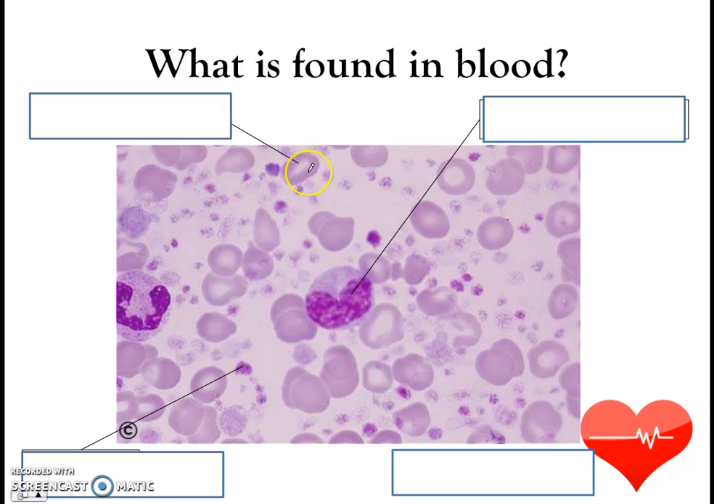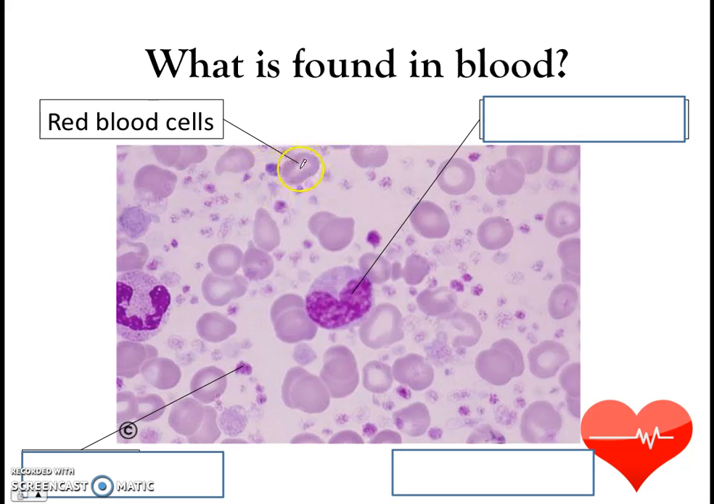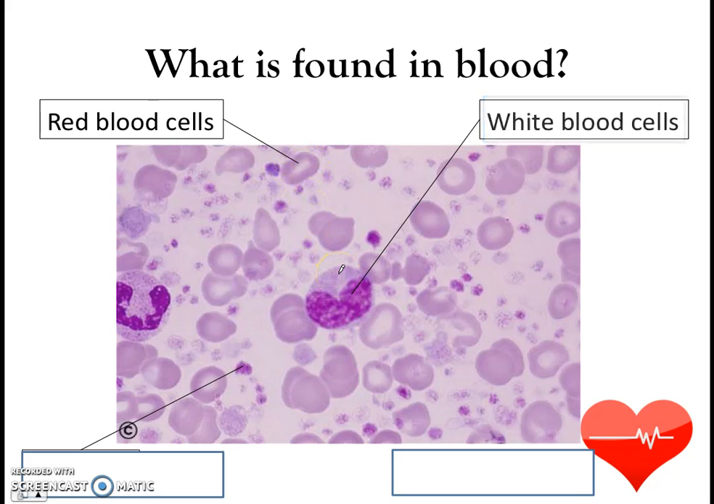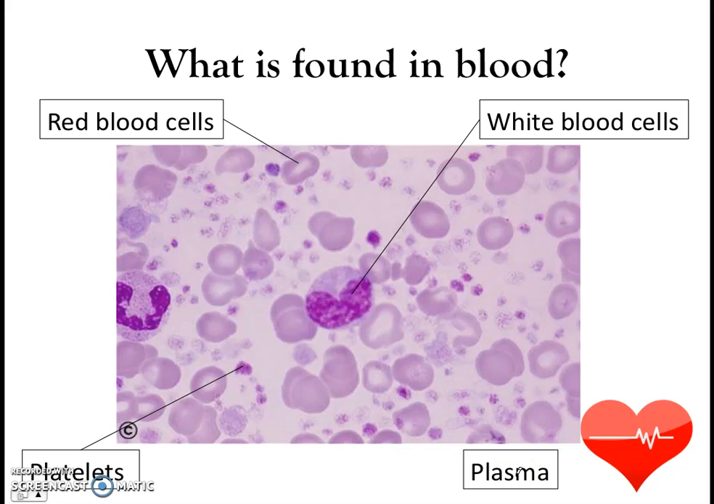So up here, we see the red blood cell. Very distinct, right, because of its lack of nucleus. You can see a little more transparent area. Here, we have the white blood cell, very distinct because of this large nucleus. Over here, this little fragment, these are the platelets. And of course, the fluid which all the cells are suspended in, that fluid is the plasma.